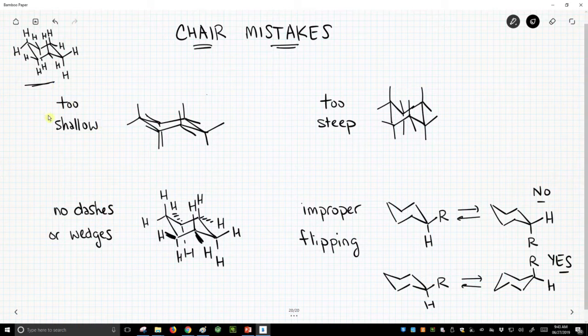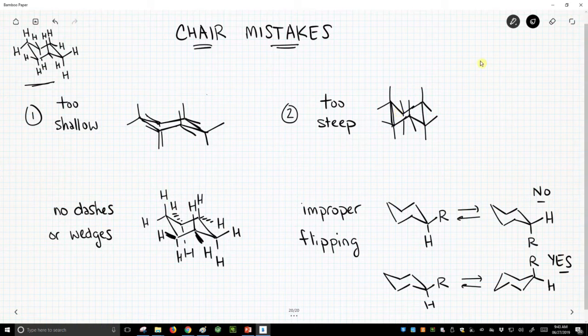The first mistake I'll encounter sometimes is that students will draw their chair too shallow. They get their chair really flat. And when the chair gets too flat, all these groups here in the middle kind of get smashed together, and it gets harder and harder to see what's going on. On the flip side, the second mistake is you get your chair drawn too steeply. Some of the bonds in your chair start to become vertical. And when they become vertical, you run into the same problem. So how do you avoid these mistakes?